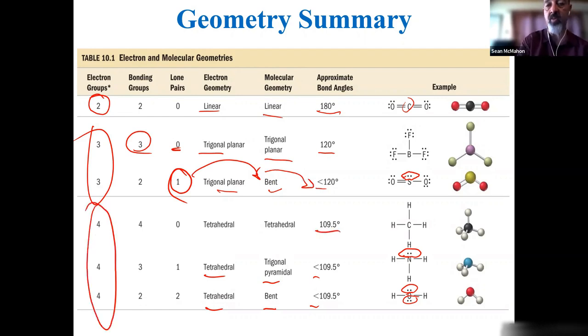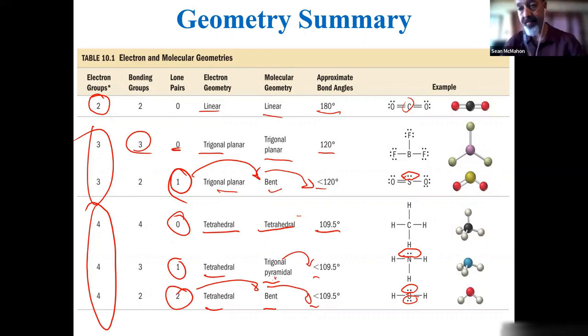Again, the bond angle is 109.5 because with 4 groups the electron geometry is tetrahedral. If there are no lone pairs, like in the case of methane, the molecular geometry is tetrahedral and there's no distortion. But if there's one lone pair, the electron geometry is tetrahedral, but the molecular geometry is pyramidal and there's distortion. If there's 2 lone pairs, it's bent and there's distortion. Okay.